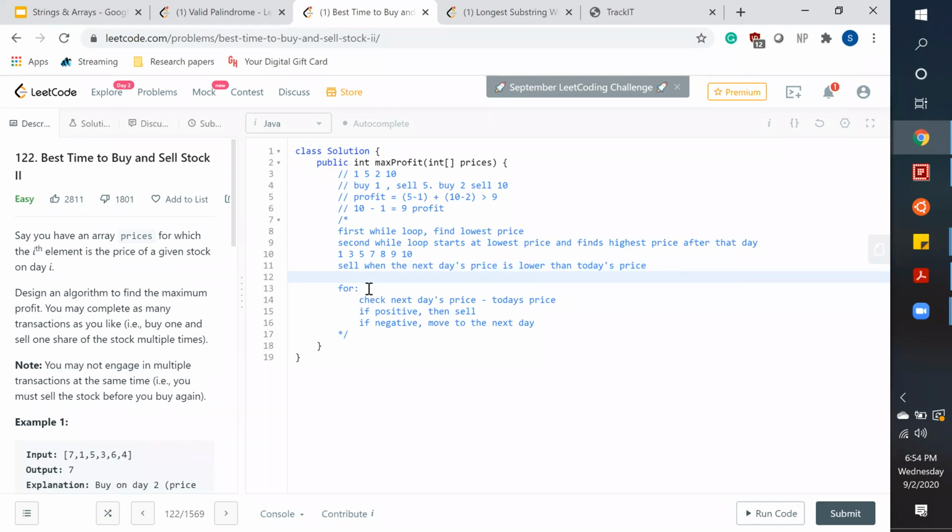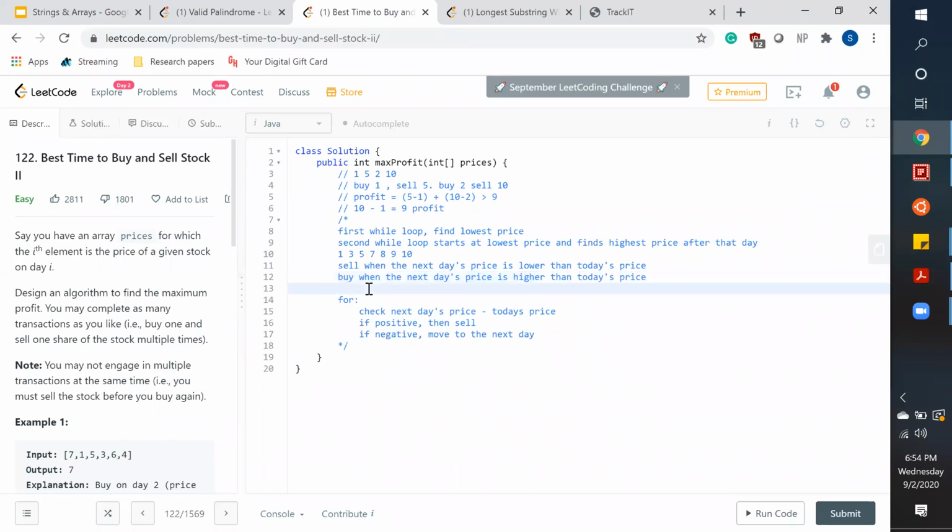So, okay, someone said buy is the same format except it's opposite. So buy when the next day's price is higher than today's price. Is that right? Someone wants lower? No? Confused?